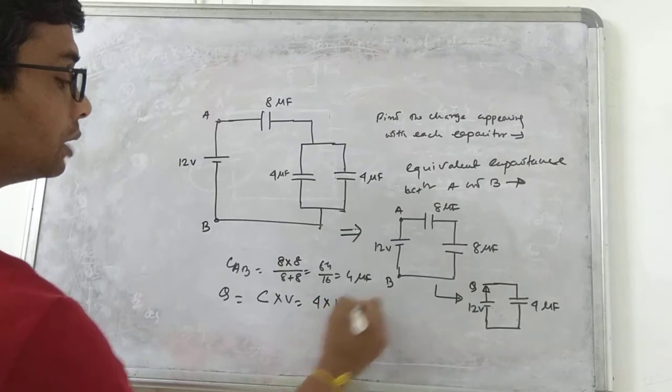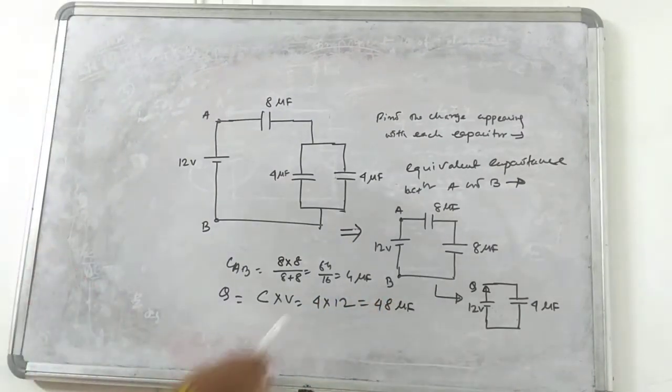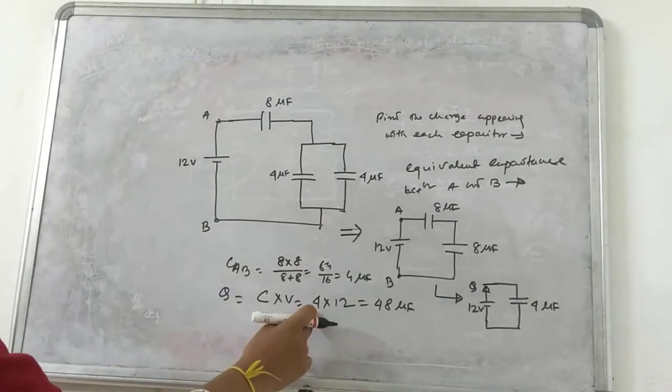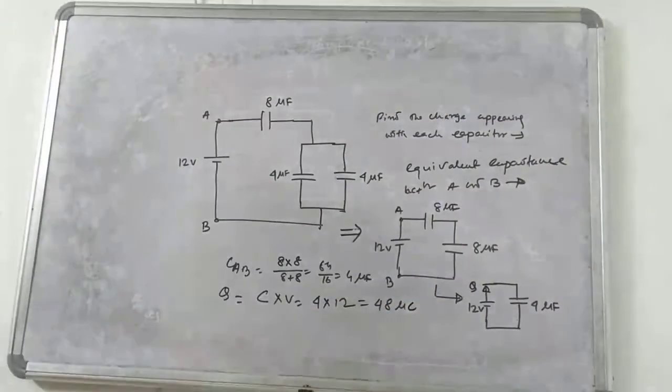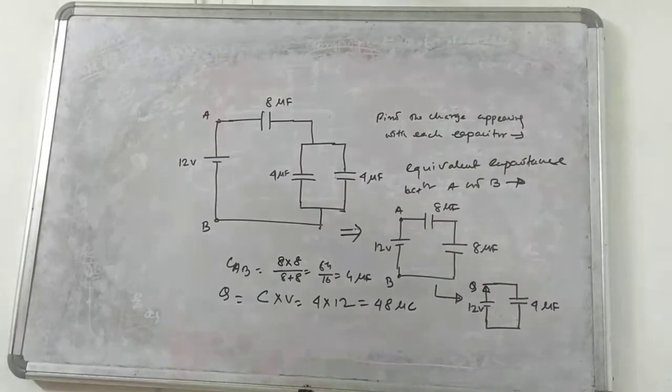12 volt. That is equal to 48 microcoulomb. Since 4 is in microfarad, therefore this charge is in microcoulomb. Okay, now coming to the main circuit.